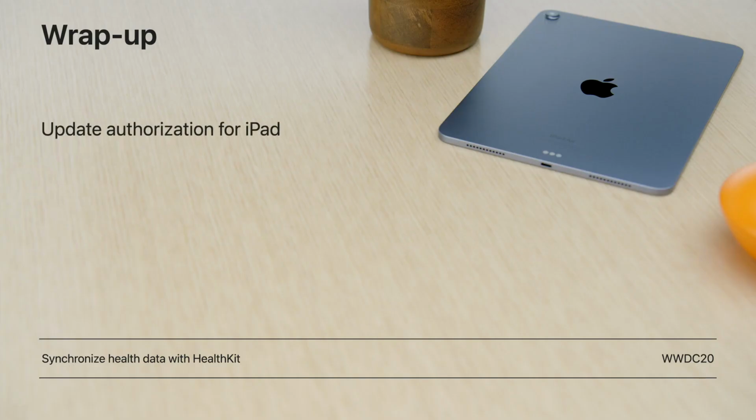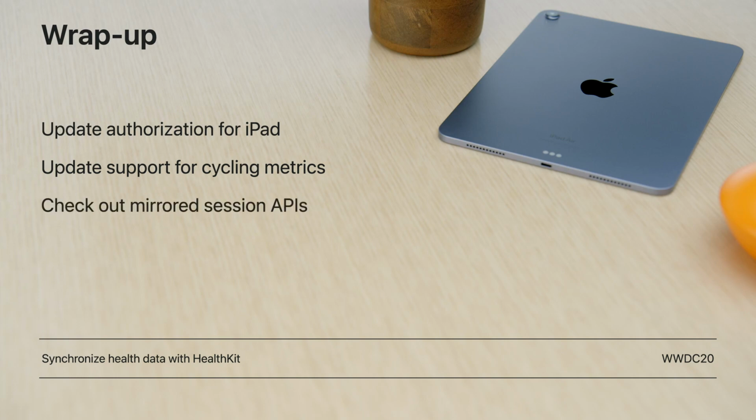Now you can start and control a workout from your iPhone, collect and sync rich cycling data from your Apple Watch, and finally view the workout details on your iPad. To wrap up, be sure to update your app to support authorization on iPad. If your fitness app involves cycling, you can add support for new data types. If you build workout apps on iPhone and Apple Watch, check out the new Mirrored Session APIs to start mirroring data and controlling state between both devices.